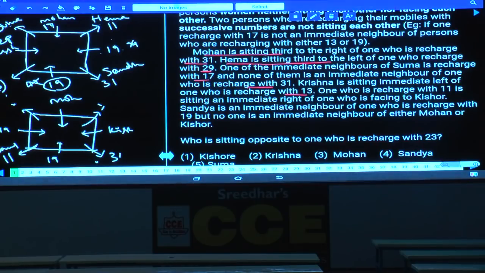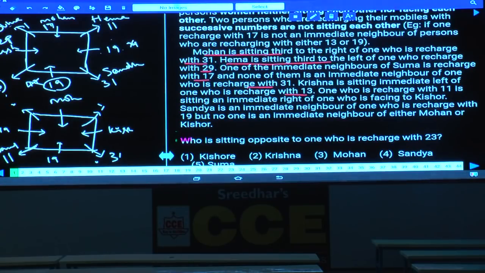Now this Krishna is to the immediate left of the one who recharged with 13. Tell me, what is the position of this 13 here? Krishna is immediate left of the one who recharged with 13. Now this person is Krishna. As Krishna is to the immediate left of the one, hence the person who, tell me 13. Who is 13 here? Krishna is seated to the immediate left of the one who recharged with 13.